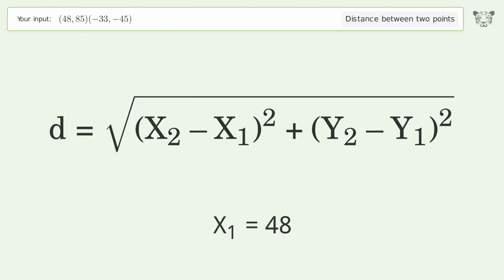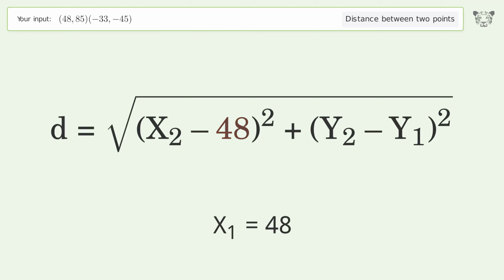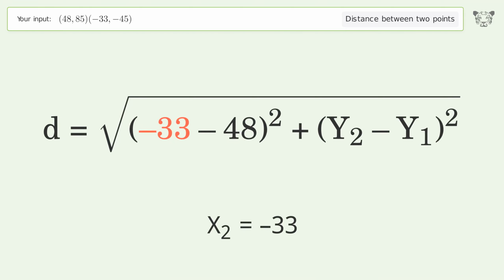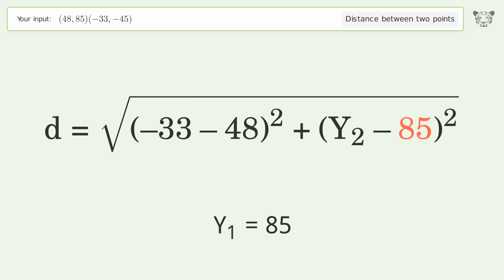x1 equals 48. x2 equals negative 33. y1 equals 85. y2 equals negative 45.